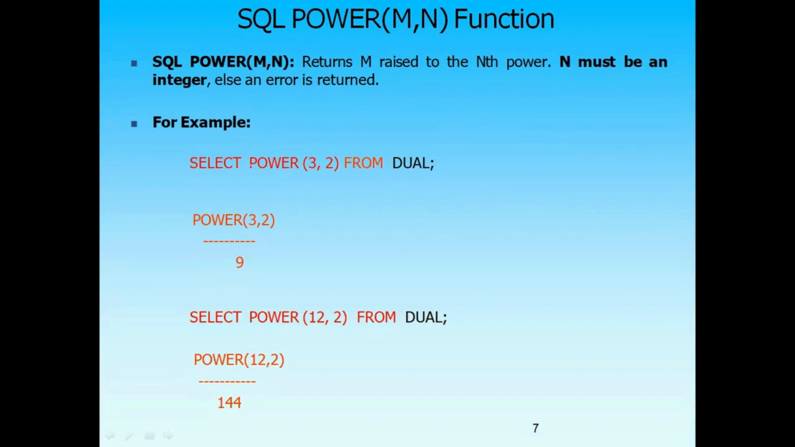So here is the example. SELECT POWER(3, 2) FROM dual, right? It will return 3 raised to 2, that is 3 to the power of 2, as part of the SELECT query result. So 9 is the result of this query. This is another example: SELECT POWER(12, 2) FROM dual. It will return 144, right?